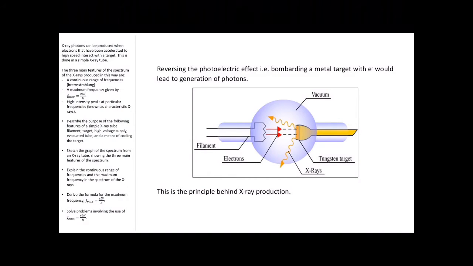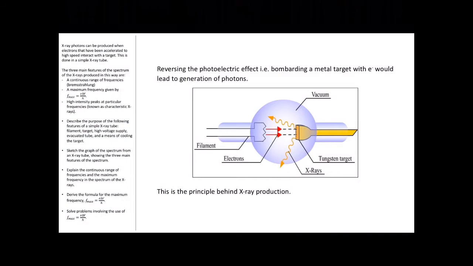X-ray photons can be produced when electrons that have been accelerated to high speed interact with a target. This is done in a simple X-ray tube. The three main features of the spectrum of X-rays produced in this way are a continuous range of frequencies, called Bremsstrahlung, I think is how you pronounce it.